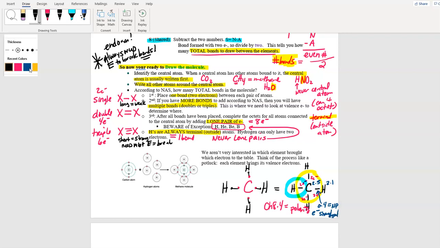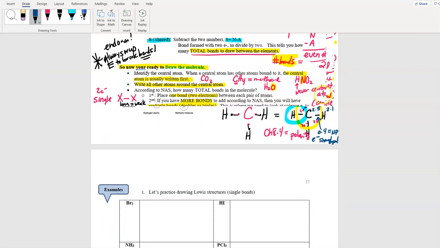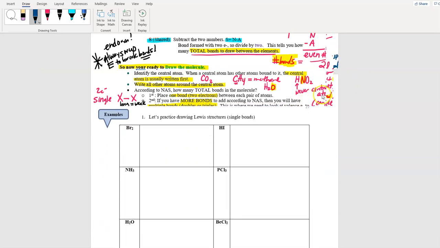So if any elements are sharing electrons, now that we know how to figure out if it's being shared equally or not, we just need to look at those electronegativity values, which you should get on that beautiful periodic table by this weekend. So here, let's practice, okay?